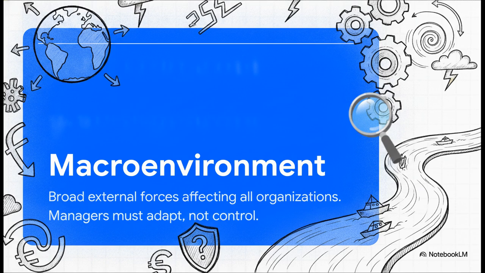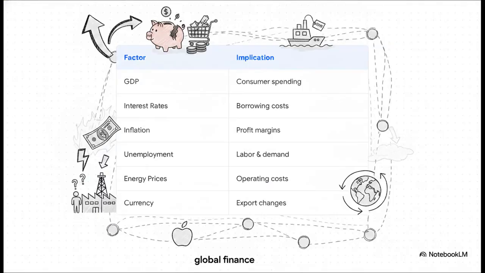But here is the major executive takeaway. Managers generally cannot control these forces. You can't just command a global financial crisis to stop or force currency exchange rates to bend to your will, right? The executive response here is always about adaptation, never control. You know, the examiner rarely asks for textbook definitions. They want to know the strategic implications. So let's actually walk through these factors.